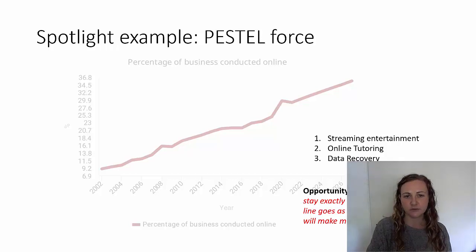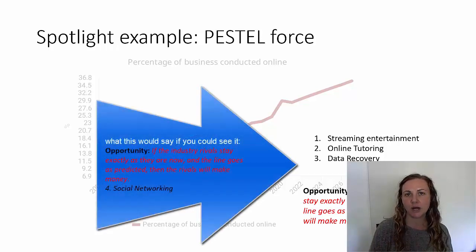Data recovery services are likely to do very well for themselves, right? So let's say the entire industry stays exactly as it is right now and everybody continues to recover data the way that they do, and nobody makes any changes, but everybody continues to do more and more and more business online. It hopefully makes sense to you why it is that data recovery organizations would make more and more money over time. And then, of course, social networking sites.